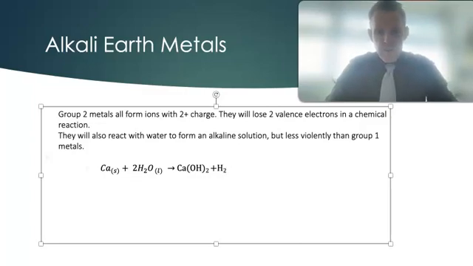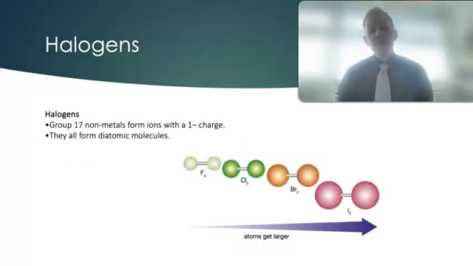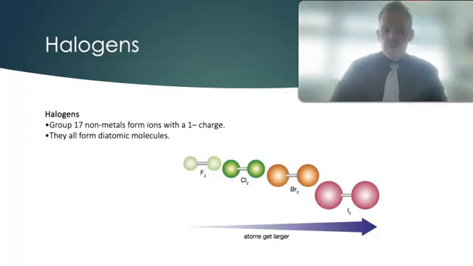So group 1, alkali metals, alkali earth metals, group 2. Group 17, we have what are called halogens. Halogens are really important. They're your most reactive non-metals. They form ions with -1 charge. They're also able to form diatomic molecules quite regularly. So iodine, bromine, chlorine, fluorine. They all have distinct colours as well. So for instance, bromine's a brown colour when it's in solution.